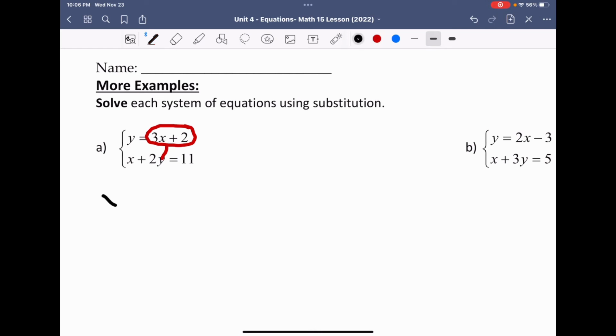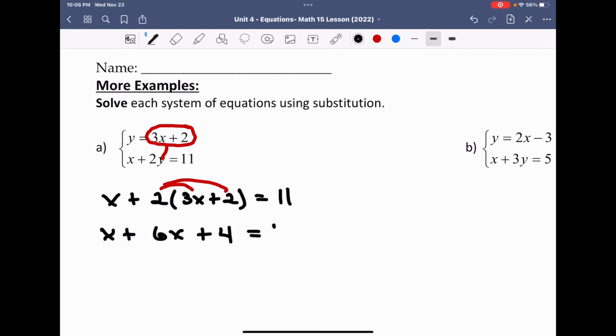Why is that? Because we're going to go x plus 2 times everything y is equal to. 3x plus 2 is equal to 11. Now, what do we have here? An equation in terms of one variable, which is exactly what we need here. So we have x plus 2 is going to be distributed into every term in the brackets here. So I get 6x plus 4 is equal to 11. When I add the terms together, I have 7x plus 4 is equal to 11.